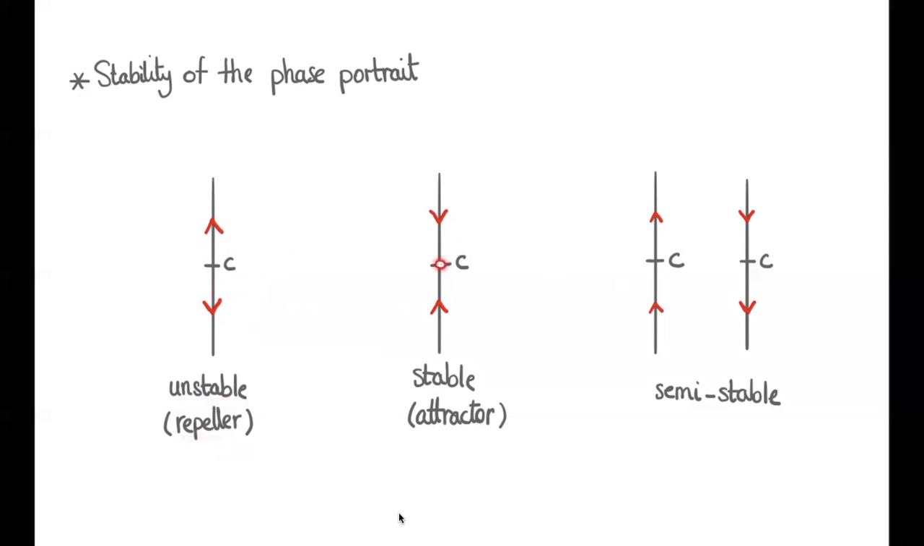The other situation is that for the critical point, any value below it has an increasing trend, and greater than it has a decreasing trend. So we call that a stable or attractor point. Also for the case where values below it have an increasing trend, and above it also an increasing trend, or vice versa, both having a decreasing trend, we call that a semi-stable critical point.